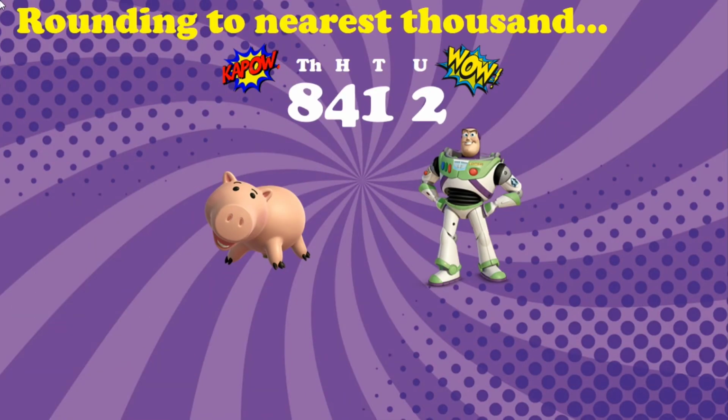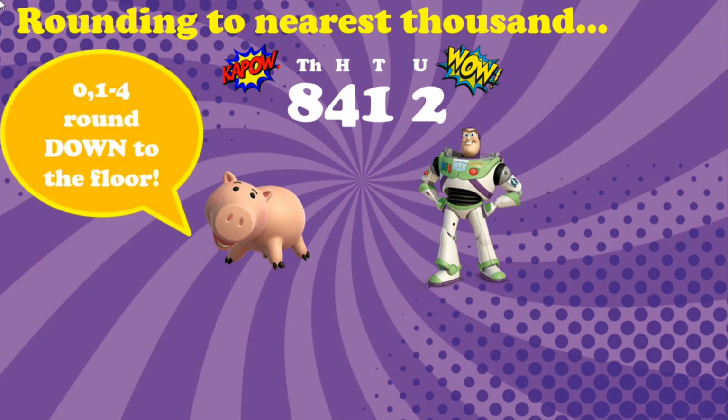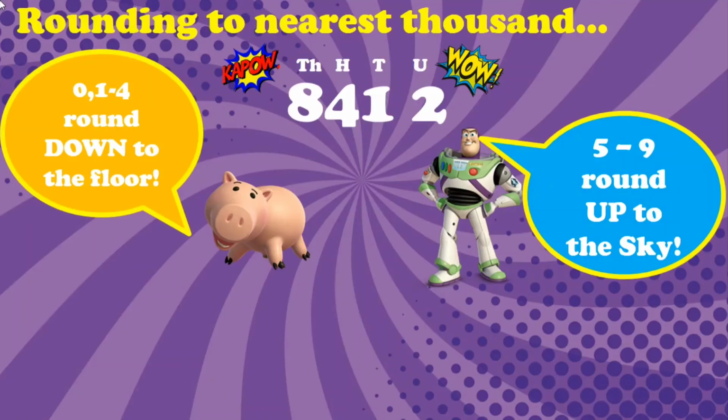8,412 rounded to the nearest thousand. Now remember, 0, 1 to 4, round down to the floor. If the number is 5 to 9, we round up to the sky. So you can pause and then play.